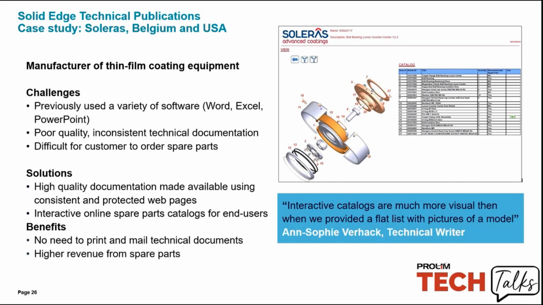And then here's an example of a manufacturer who is benefiting from our solution. Solaris is a manufacturer of thin film coating equipment with operations in Belgium and here in the US. One of their challenges was poor quality, inconsistent technical documentations. What was their solution? High quality documentations made available using consistent and protected web pages. So they benefited by not needing to print out or mail these technical documentations all over the world, as well as a higher revenue from a new streamlined spare parts ordering process.